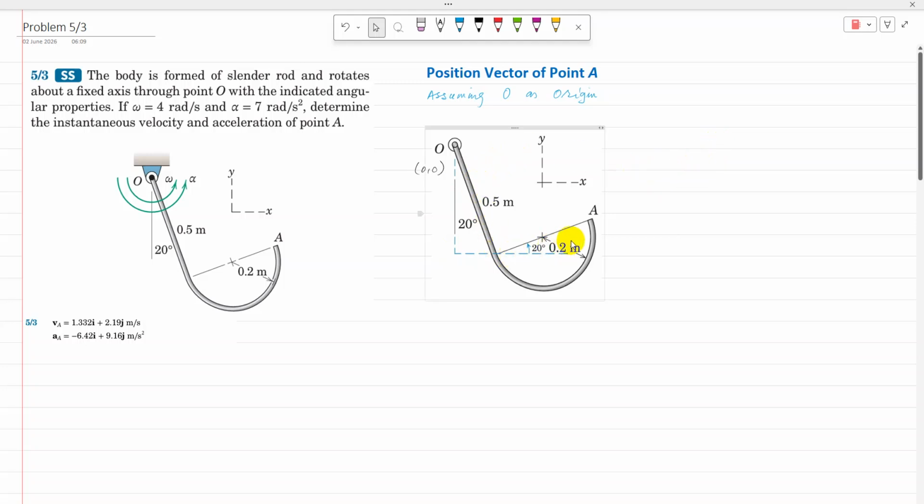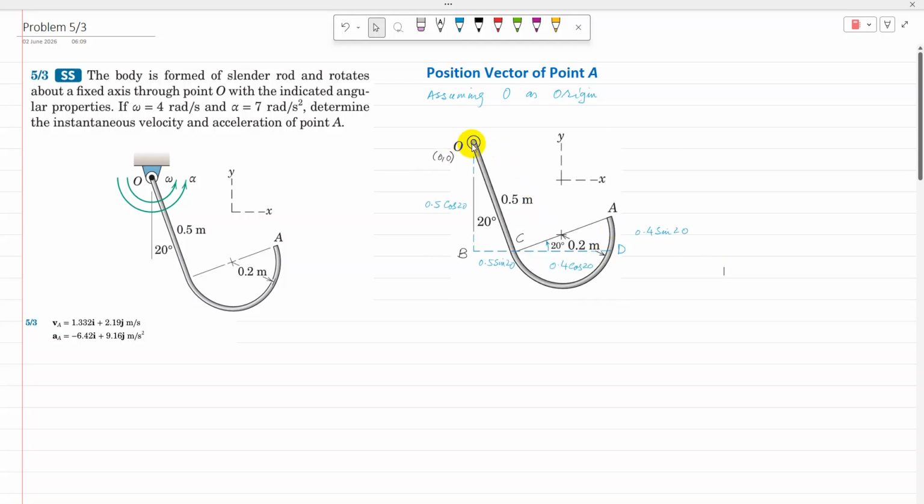If we consider a triangle here, in this triangle, the 0.5 is the hypotenuse and the angle is 20 degrees. So the components of the hypotenuse can be calculated. And from this point to point A, because the diameter is 2 times the radius, which is 0.4, this is treated as the hypotenuse in this right triangle. So using 0.4 as hypotenuse and angle 20, both of the components can be calculated.